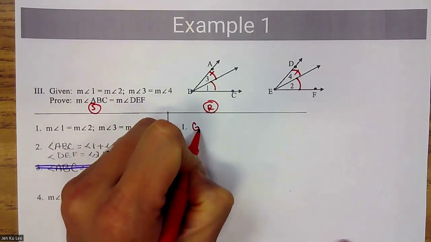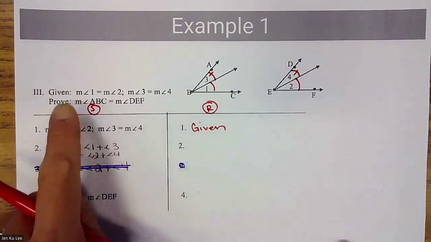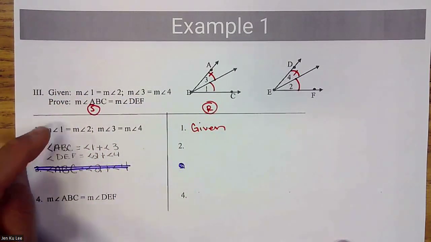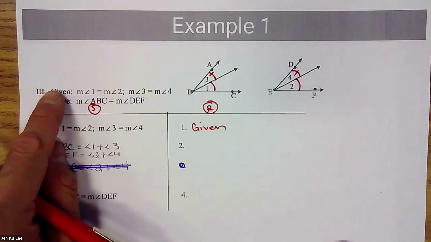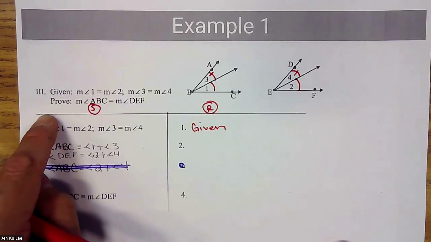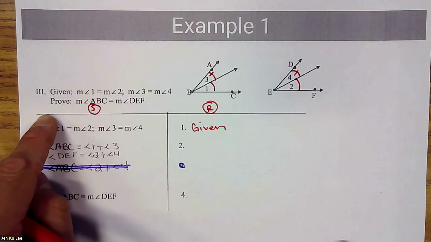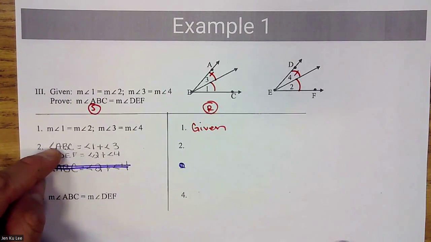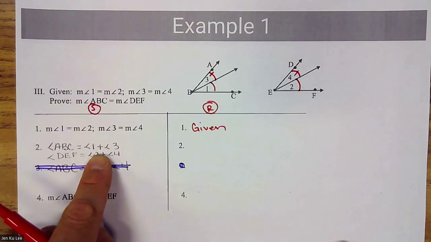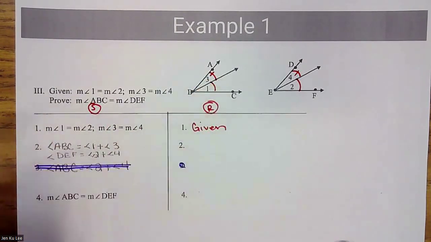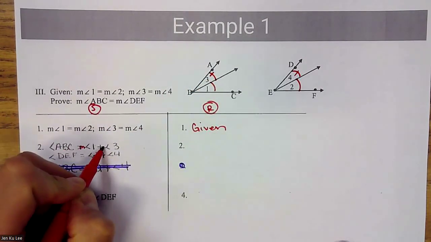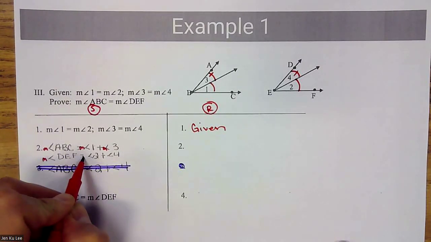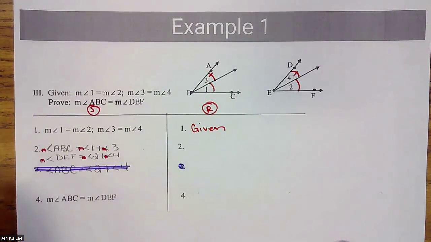Because it's given to us. Yeah, it's given to us, right? We're always going to start off with the given and try to reason our way through to the proof statement. Okay? So it says with number 2, measure of angle ABC is equal to 1 plus angle 3. And these need measures. Measure of angle DEF is equal to measure of angle 2 plus measure of angle 4, right?